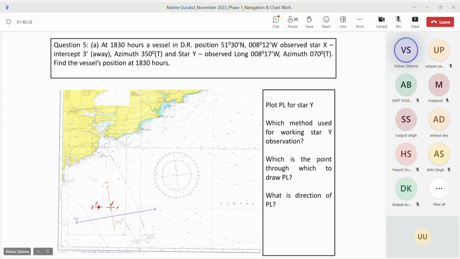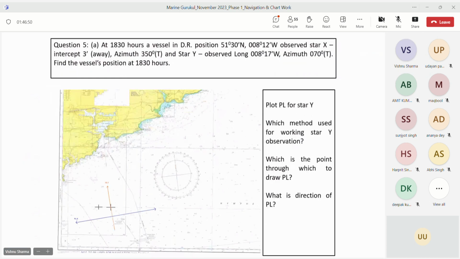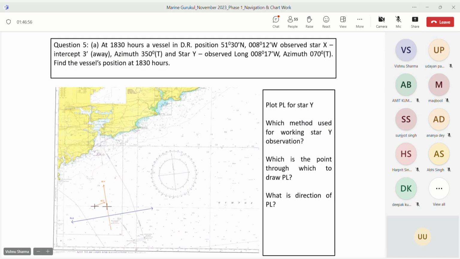And what will be the direction of the PL? Azimuth is 070. Perpendicular, sir. Yeah, so what will be the direction? Can you please give me the perpendicular direction, if you don't mind? 160 and 340, right? Yes, sir. This is the azimuth.